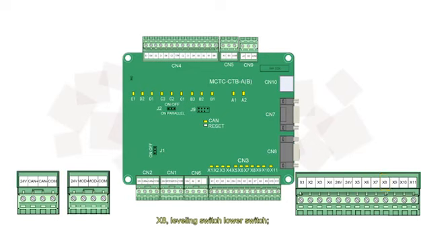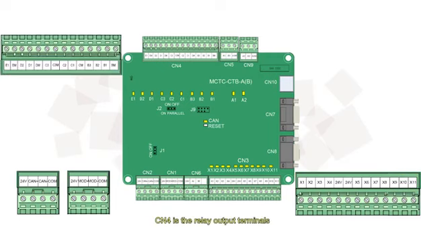X8, leveling switch lower switch. These 2 signals are only used for advanced door opening and re-leveling. X9, cabin door 1 safety edge. X10, cabin safety window detect. X11, fireman running signal input.